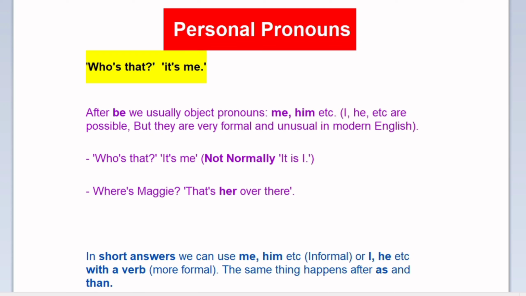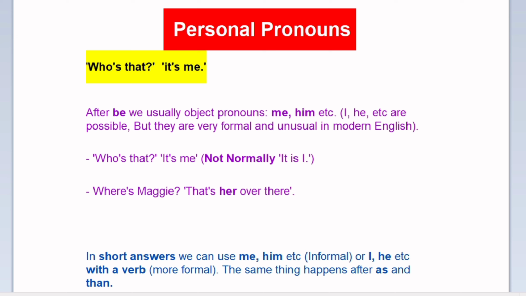In today's lesson, I'm going to brief you about personal pronouns. Who's that? It's me. After be, we usually use object pronouns: me, him, etc. I, he, etc. are possible, but they are very formal and unusual in modern English. Who's that? It's me, but not normally, it is I.